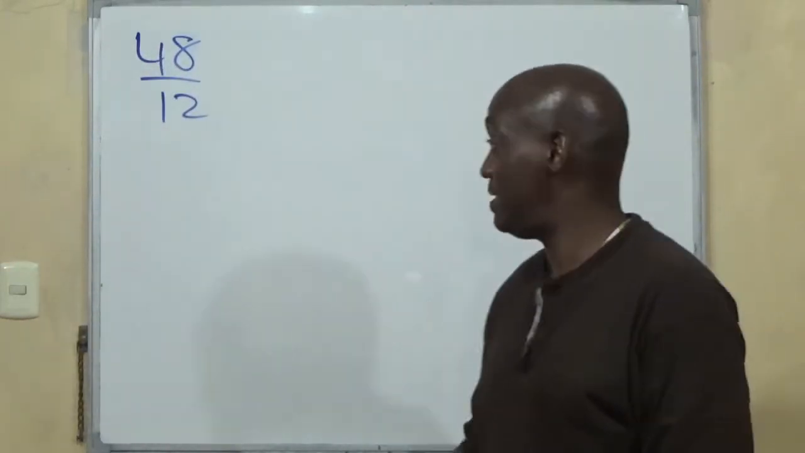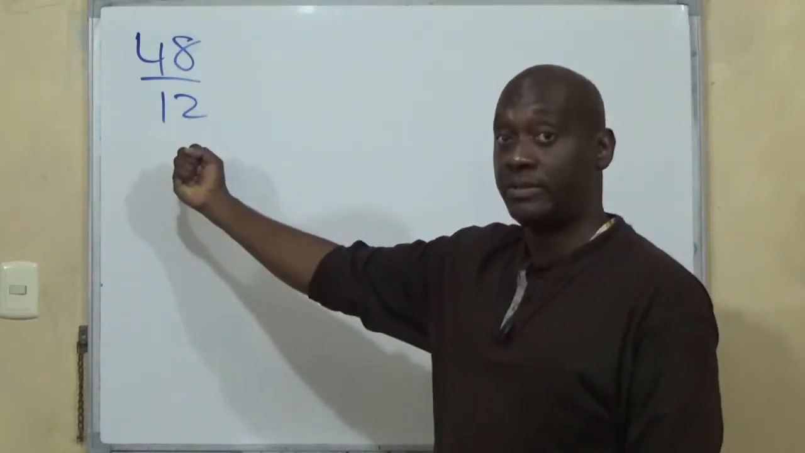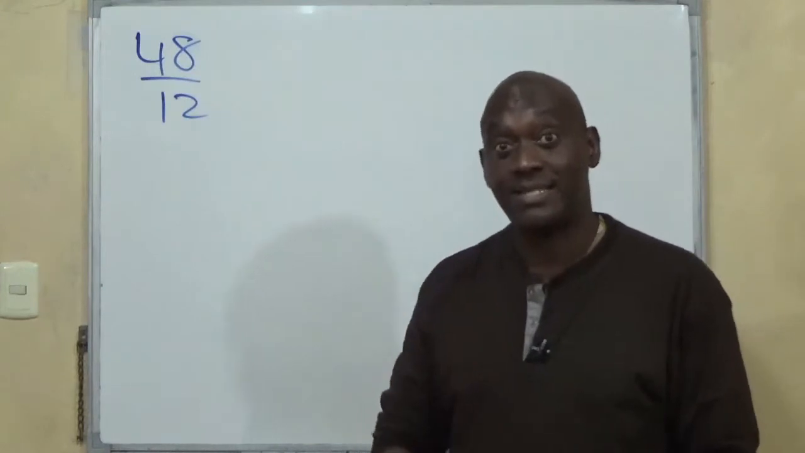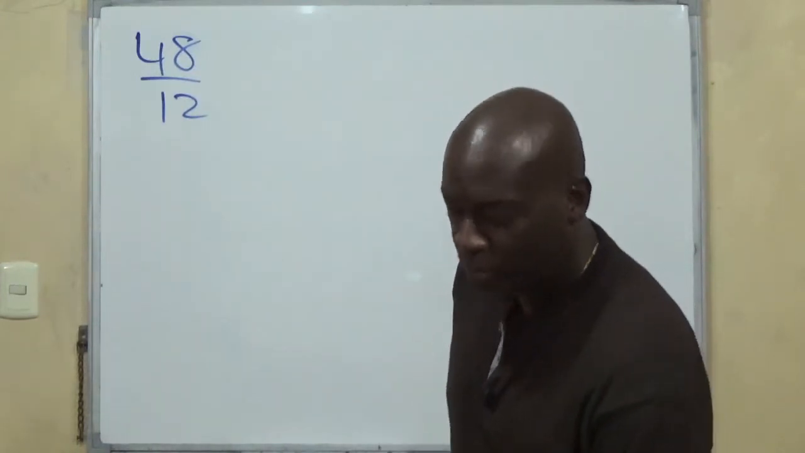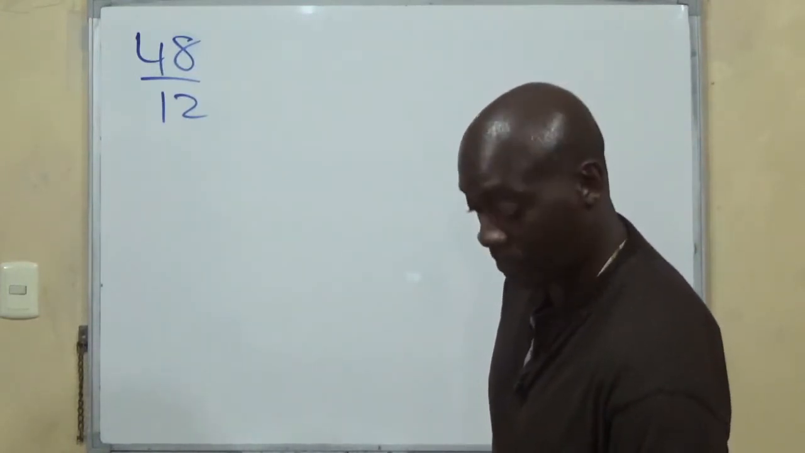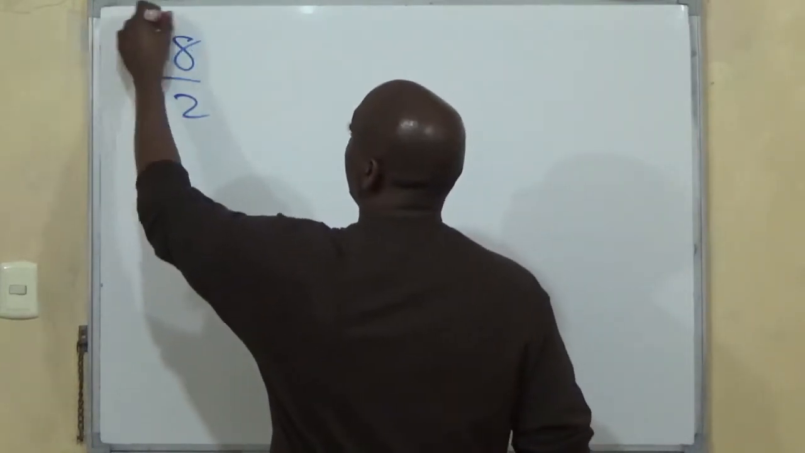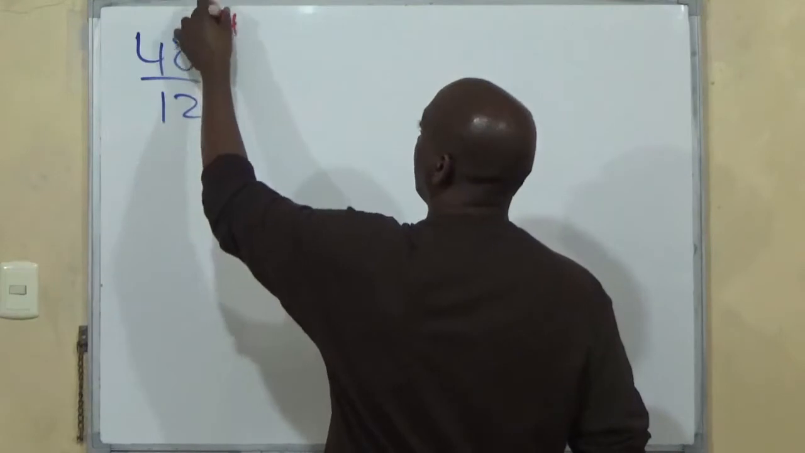Now, of course, you can see that this could reduce. And I'm doing it like this deliberately so you can understand and see what I'm saying. We know that 48 divided by 12 is 4. Right? 48 divided by 12 is 4. We know that.